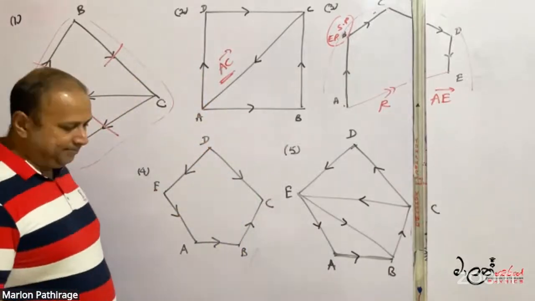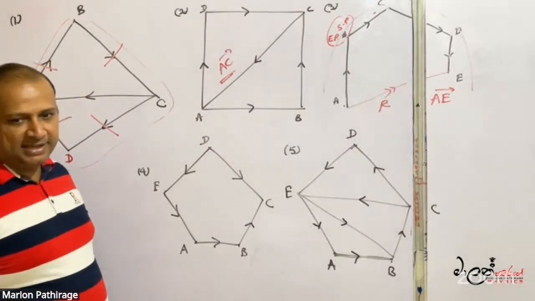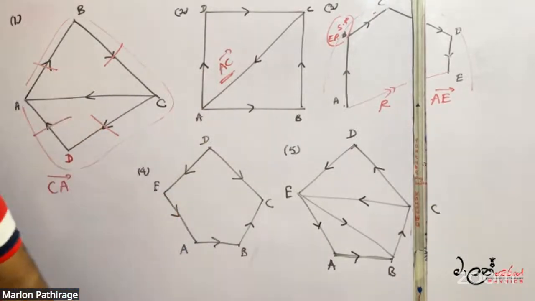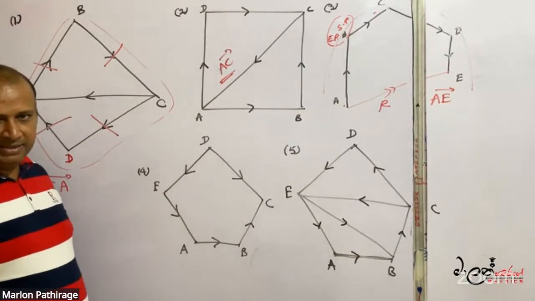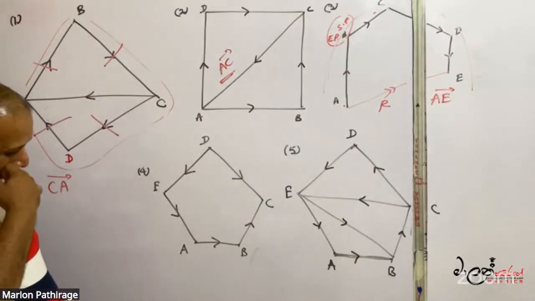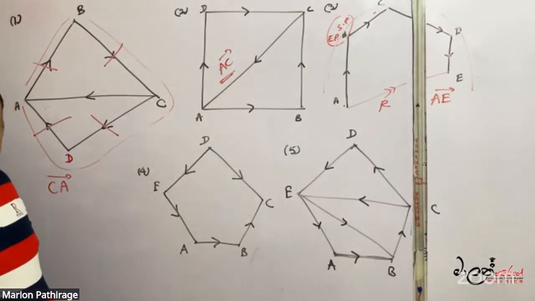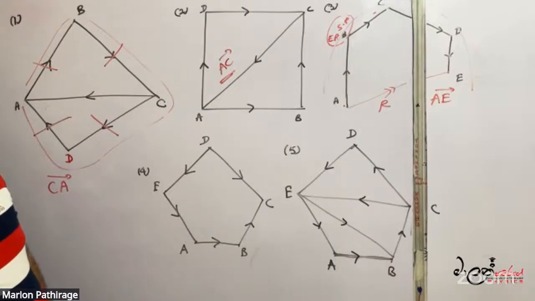Then this one. Fourth one. What is the answer for the fourth one? Two times DC.